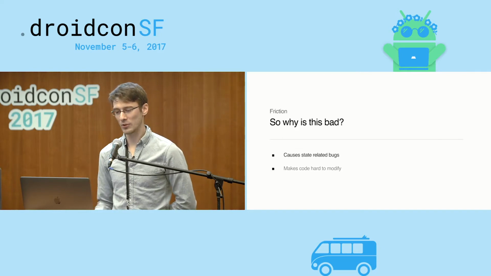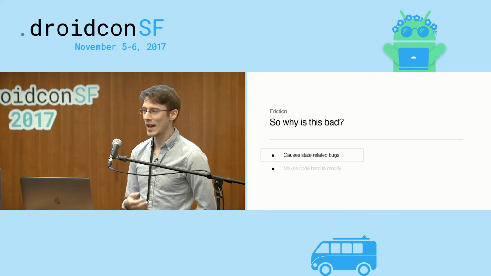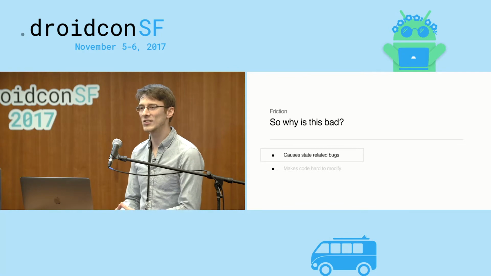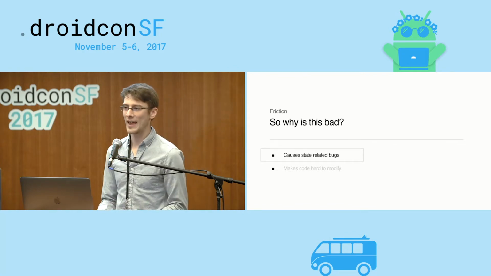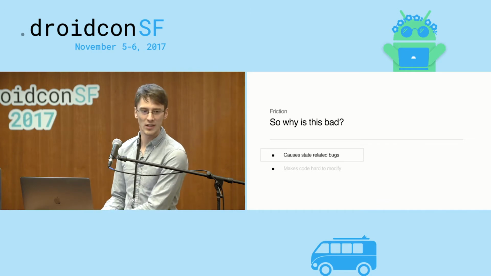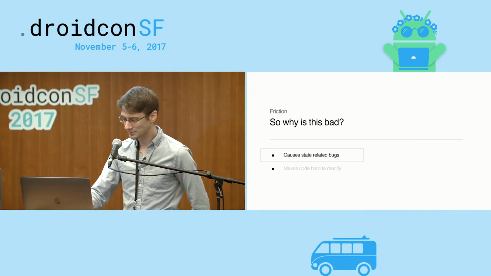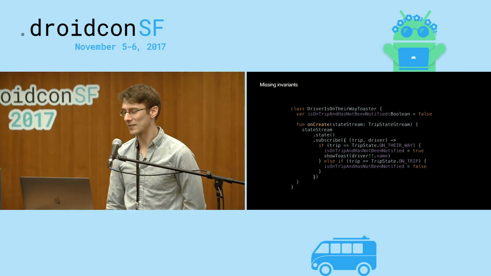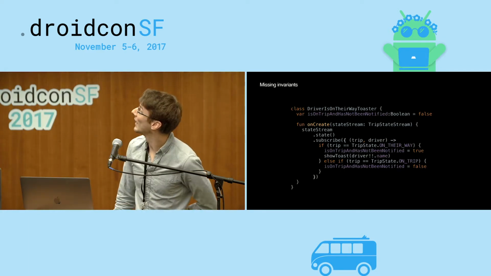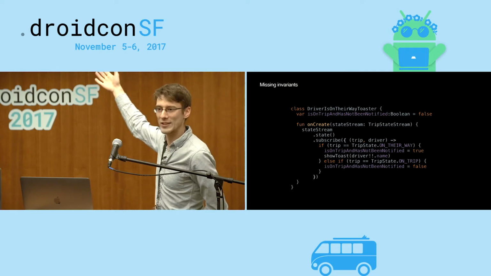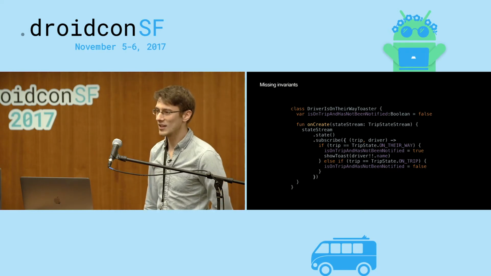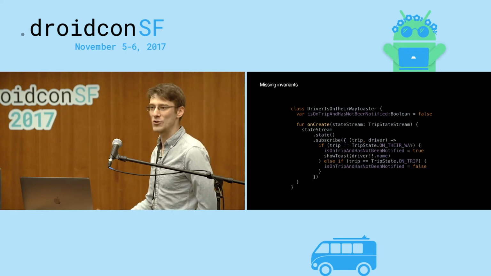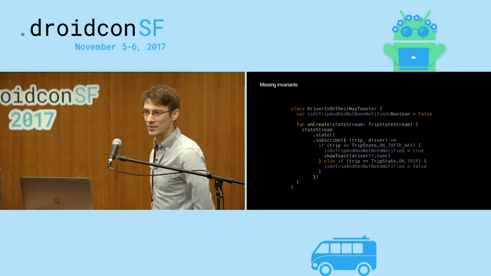I'm going to talk about the first one first, which is that we had these objects and this state information that stayed around longer than it needed to, and therefore needed to be aware of other states and other classes in order to work properly. To illustrate this point, I'm going to have you look at a very, very silly class. This class is called the DriverIsOnTheirWayToaster. And as you might imagine, the point of this class is to show a toast when the driver is on their way.